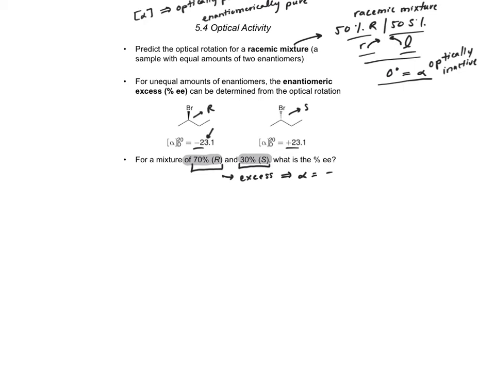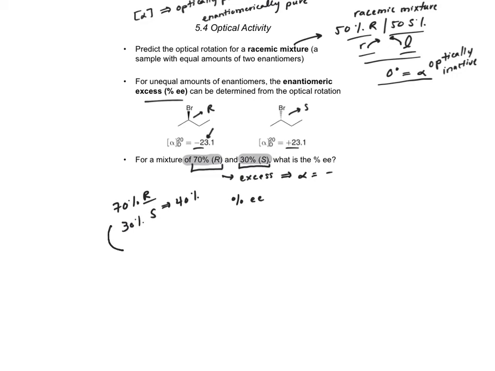We can also calculate something called the percent enantiomeric excess, which we abbreviate as percent EE, and it's essentially the percent that this enantiomer is in excess over the entire solution. So when we have a solution with 70% of the R enantiomer and 30% of the S enantiomer, the enantiomeric excess here is 40%. R is in excess of S by 40%.